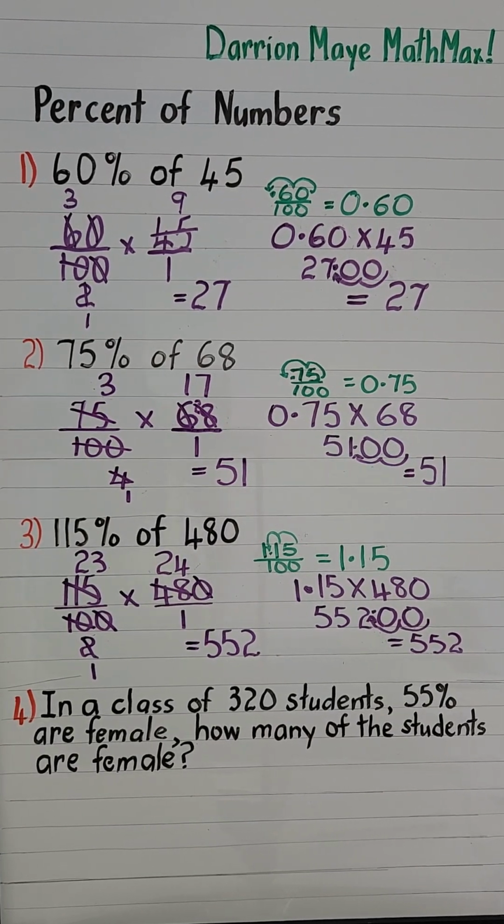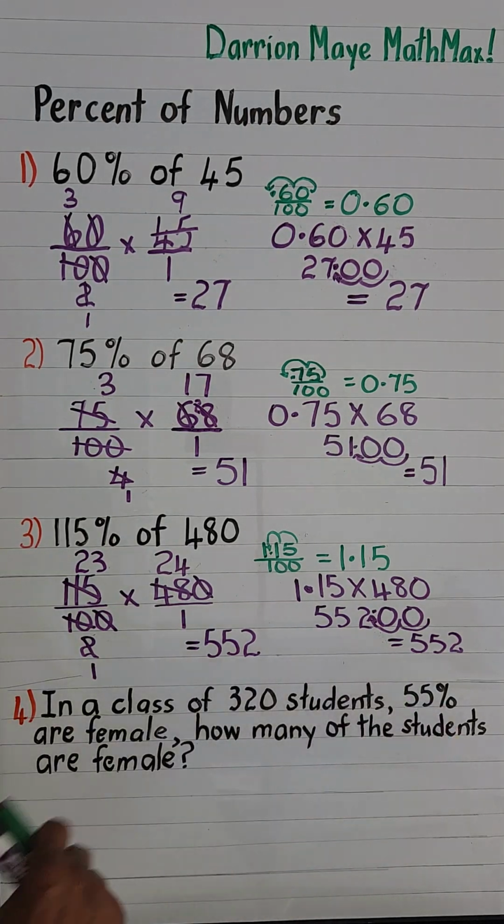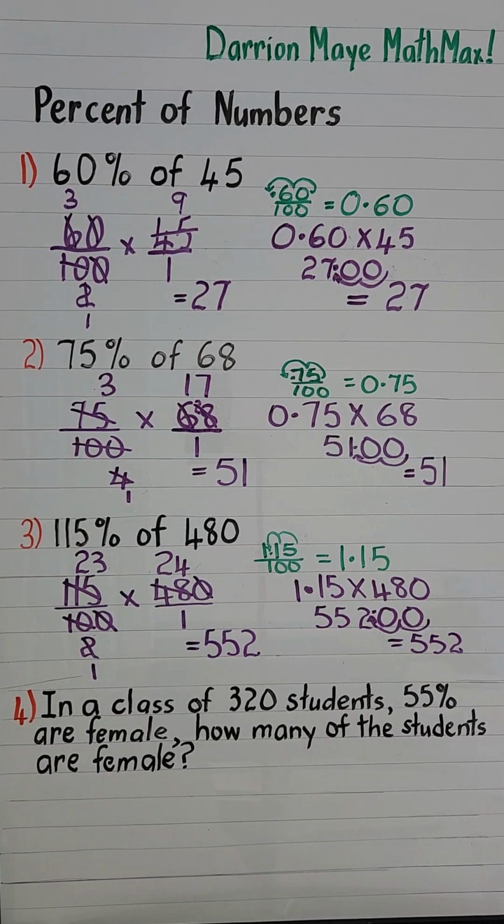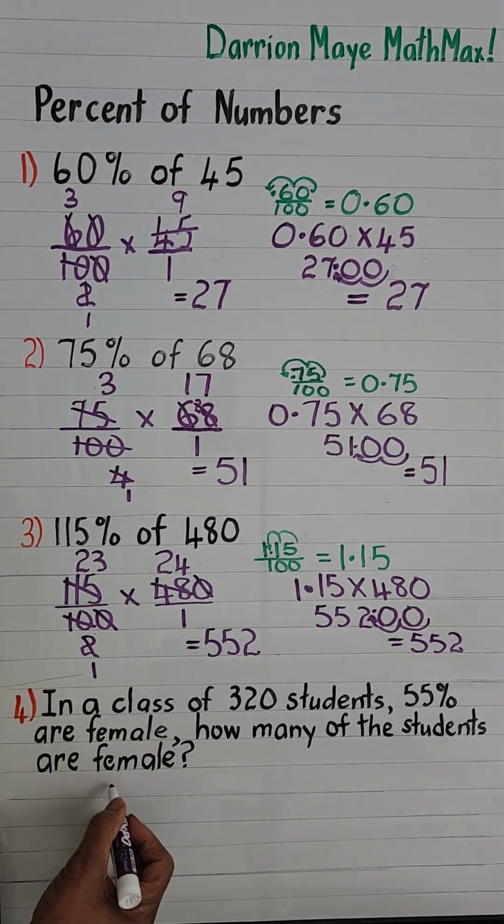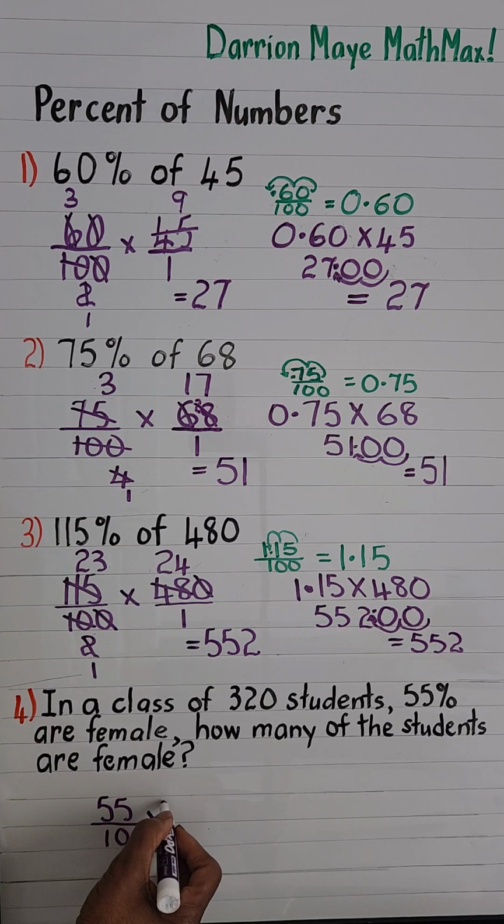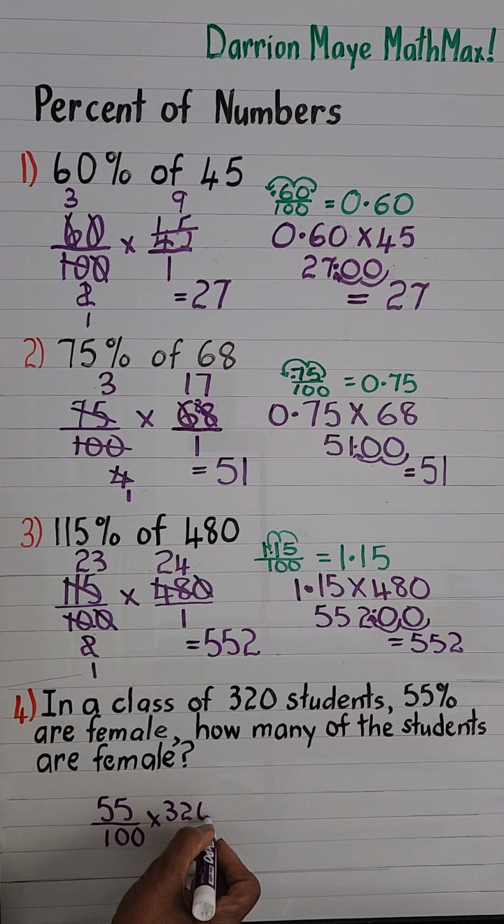And now on to our last example, which is a word problem. In a class of 320 students, 55% are females. How many of the students are females? So that is 55% of 320. So that would be as a fraction, 55 over 100 times 320.